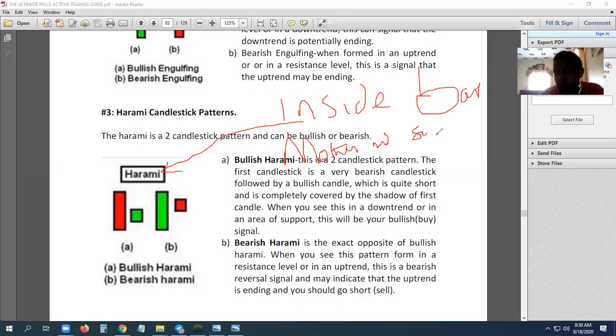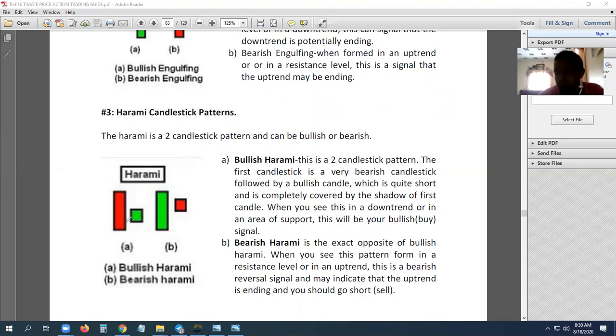It's called mother and son, and you will get to understand. Now look at this pattern here. It's the opposite of engulfing. We have a large red candle here, followed by a small green candle, which is right inside the previous body. The body of this second candle is small and is inside the previous body.